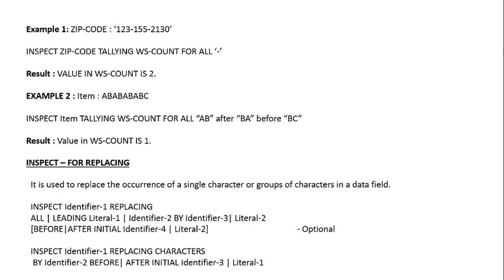Let's go to example 1. I have a zip code 12315521130. So I want to count how many times this type of character comes into my string, meaning hyphen, how many times it comes. I INSPECT ZIP-CODE TALLYING WS-COUNT FOR ALL hyphen. So when you display, two comes there.